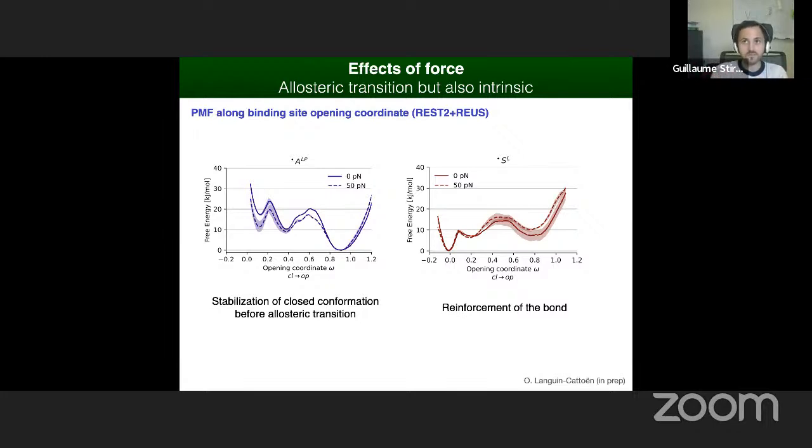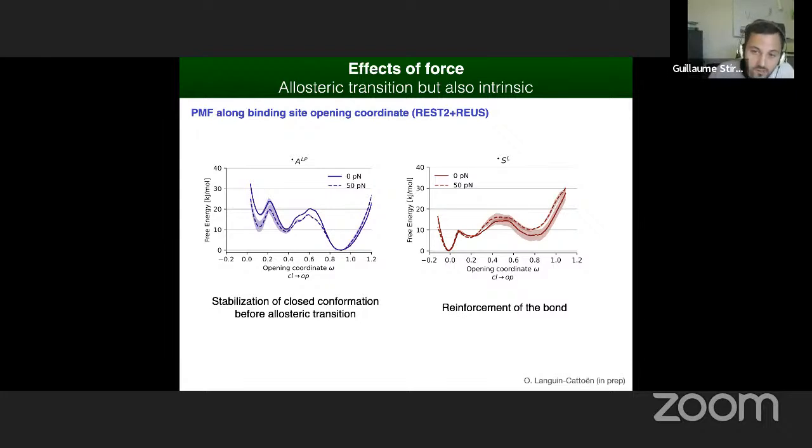And so it prevents the protein from detaching before you can separate the two domains. So it's like a two-time effect of force in that case. And the first effect is to reinforce this small population, which is a strong binder, before you can go to the super strong binder, which is the S state.